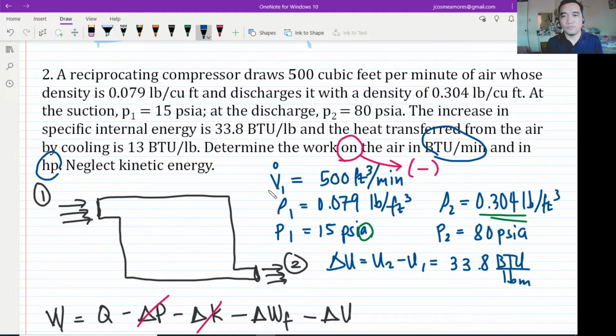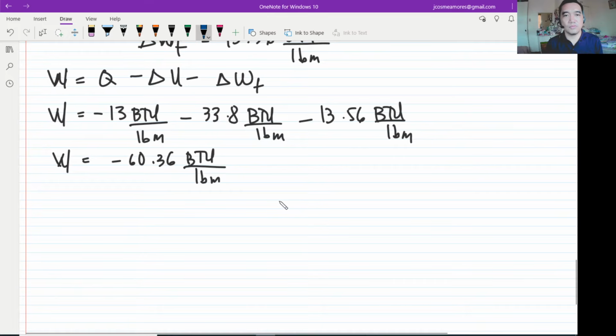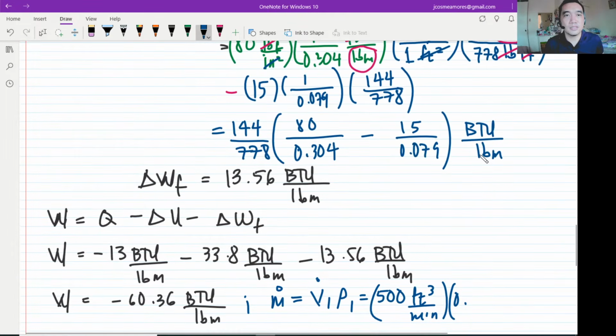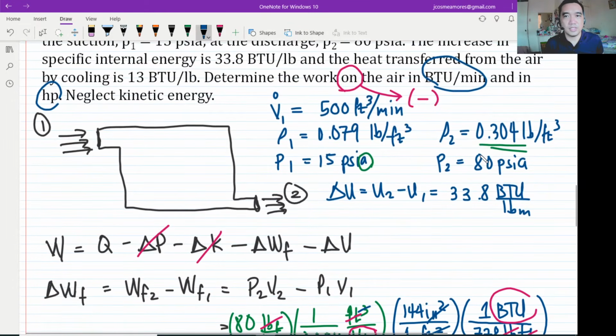We are given the volume flow rate and the density at point 1. So from that, we will first solve for the mass flow rate. If we multiply our mass flow rate with our work, then the resulting unit would be in BTU per minute. So mass flow rate is equal to volume flow rate times the density. The volume flow rate is 500 cubic feet per minute, multiplied by our density, 0.079.